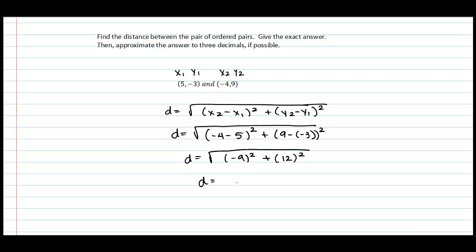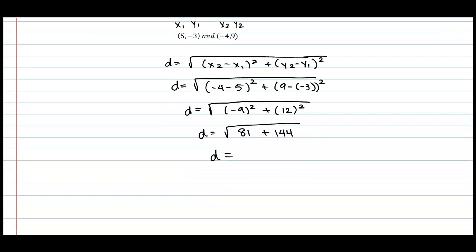That will result in the square root of -9 squared plus 12 squared, which is the square root of 81 plus 144. The sum of 81 plus 144 is 225, so the square root of 225 is 15.